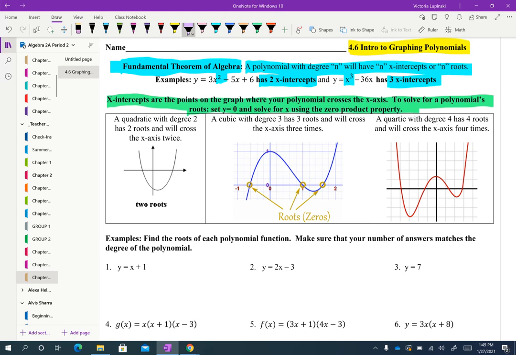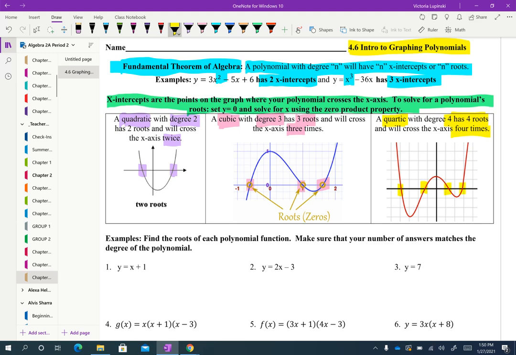So first of all, we have a quadratic, which hopefully you remember the vocab word, which means degree 2, which means it's going to cross the x-axis exactly twice. Then here in the middle, we have a cubic, which of course means degree 3, which means it has to have 3 roots and cross exactly 3 times. So 1, 2, 3. Then over here at the end, we have a fourth power, which is a quartic. So we have to cross exactly 4 times. And here's 1, 2, 3, and 4.